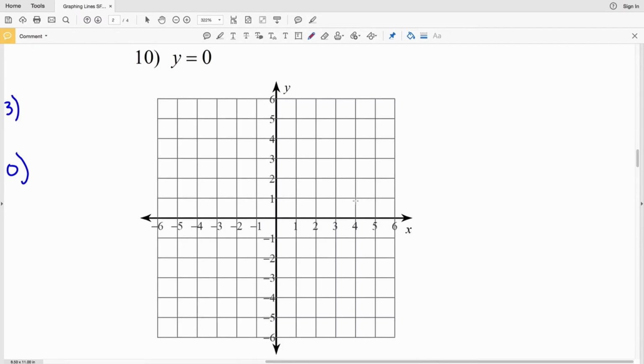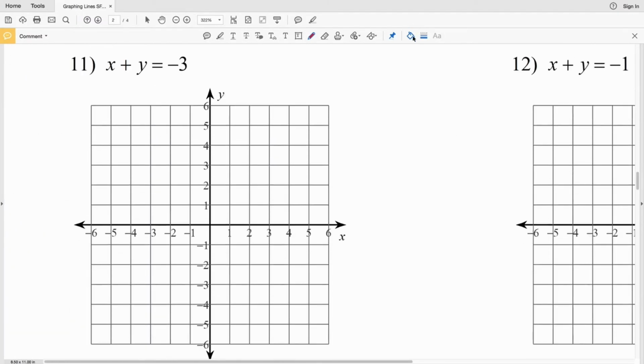Number 10, y equals 0. Y equals 0 is simply a horizontal line along the x-axis. Regardless of what x value you have, you could have negative 4, 1, 6, and so on, y will always be 0. So whenever you have an equation where y equals some number, that is always a horizontal line.